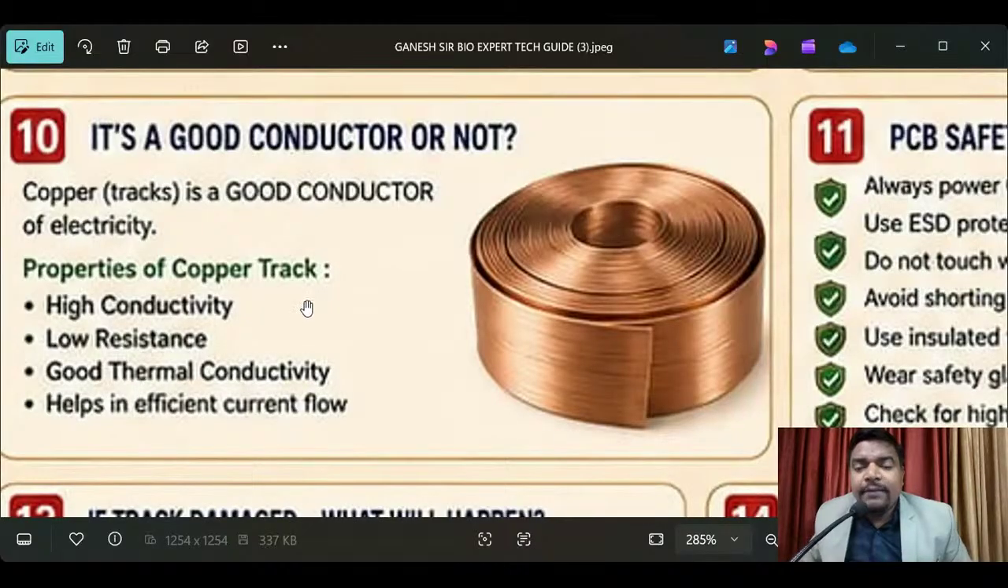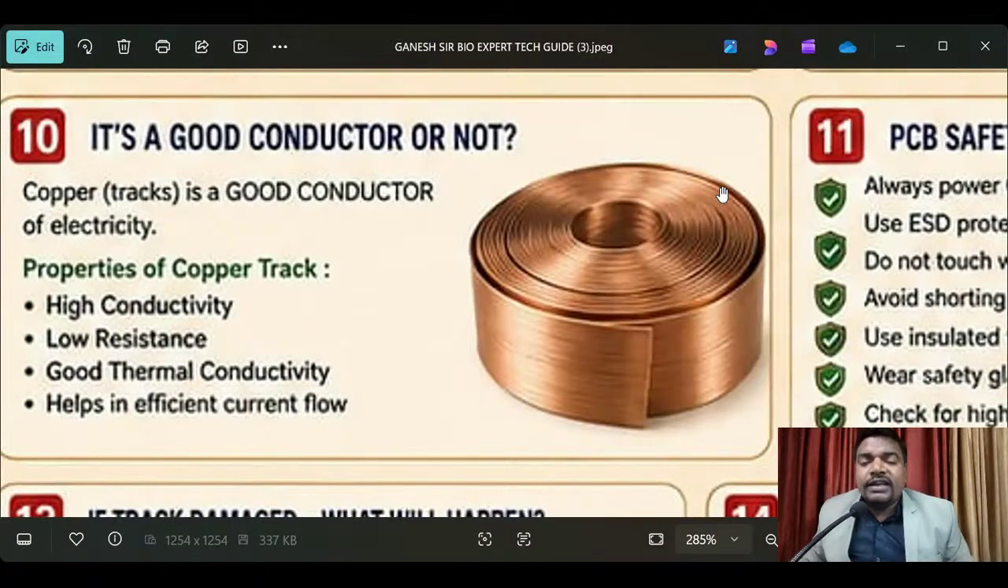Listen carefully. High conductivity, low resistance, and good thermal conductivity help in efficient current flow. Because of this very good conductivity, copper is mostly used in the electronics area. If you check any medical equipment, definitely copper material will be there. Every PCB also has copper, available layer-wise. When you open things up and find out, it is copper. That is the importance here. It's a good conductor, and you have to know this as biomedical engineers.